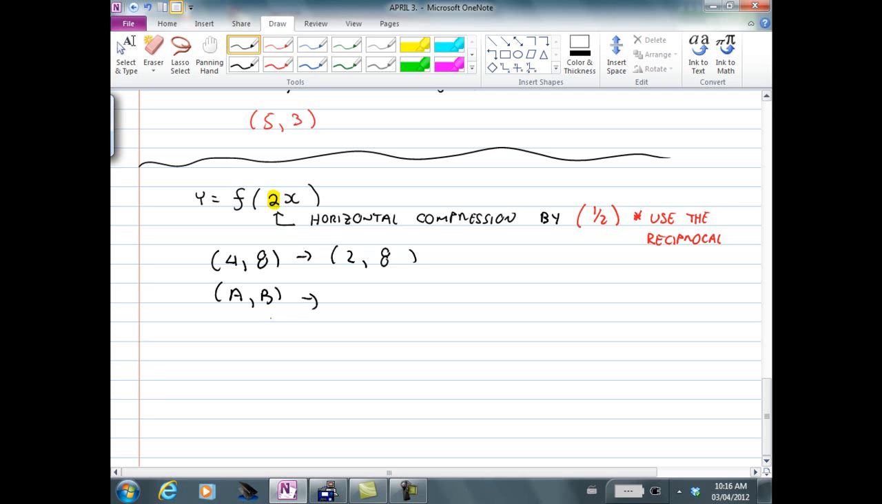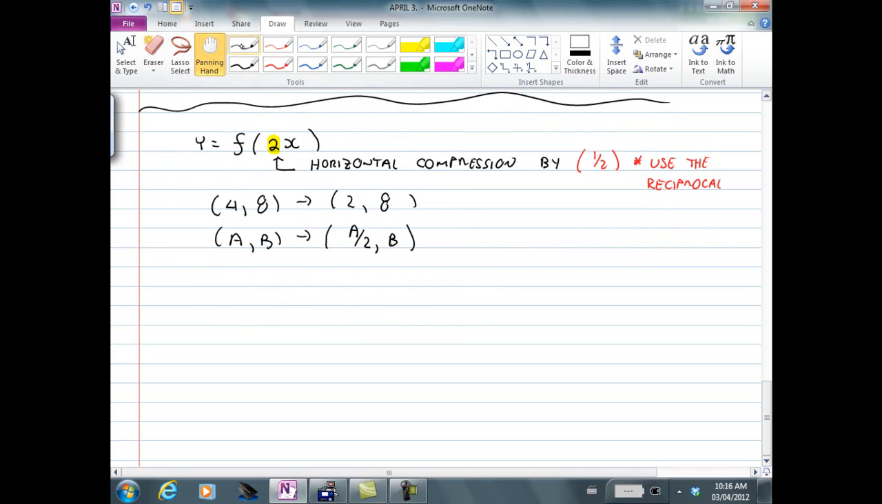Oh, now we can't do this. Is it 2 minus A? Whoa, whoa. A divided by 2. Because how do you go from 4 to 2? Remember, this is a horizontal compression by half. So what we're going to do is multiply A by half. 1/2 times A. B stays the same. So it'll be A over 2, comma, B. A is just like a number. Whatever you do to the number, you do to A. Why A? Because I'm working with horizontal.